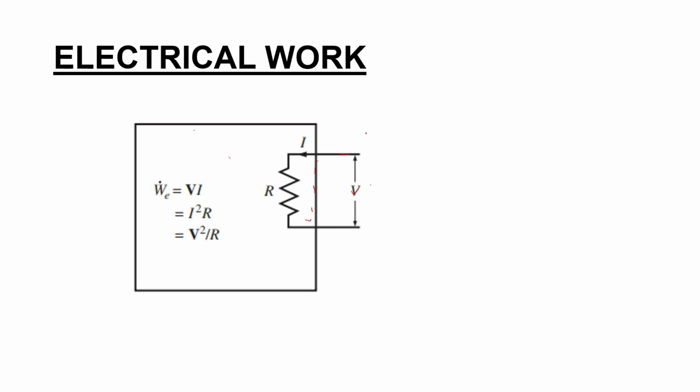So maybe an example is the water heater. See, water heater, you are heating the water through electrical energy. So there is a work transfer from outside to the water heater if you are taking the water heater as the system. So this is one example of electrical work.